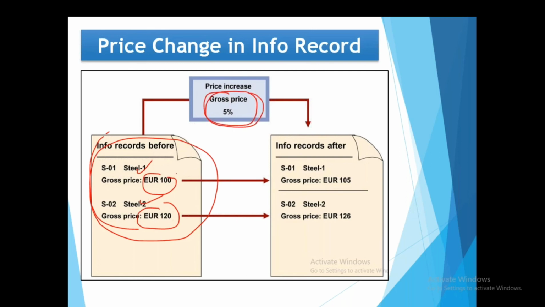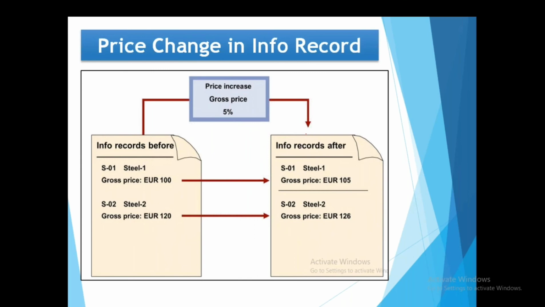Normally, we will go to each and every info record and change it manually. Instead of that, you can change the price in the info record in one shot, provided the change percentage is the same. So price change in the info record can be done in mass.